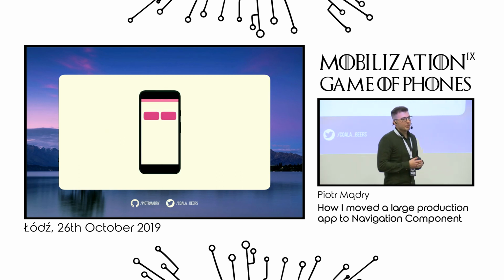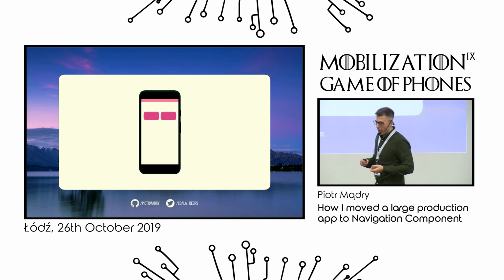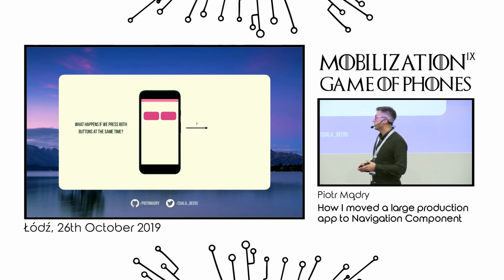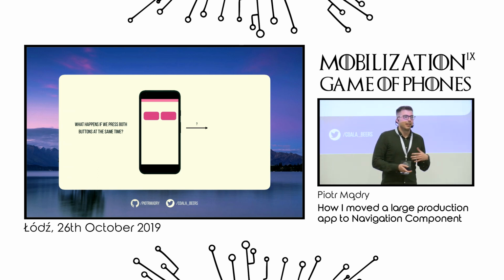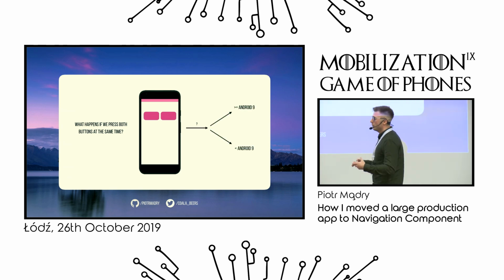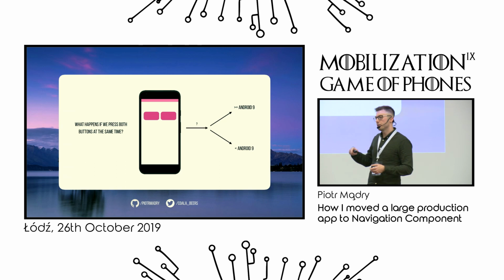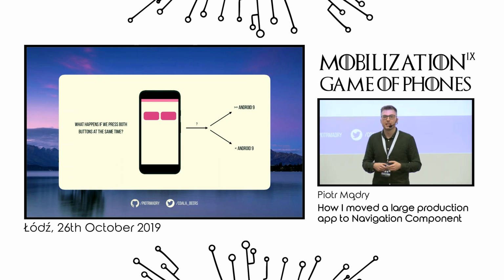Now I have a small question for you guys. Let's assume that we have a fragment with two actions, written down under it. And the question is, what would happen when we click on those two buttons at the same time? What do you think? OK, so I can give you another clue. The app will behave in a different way for Android 9 and above, and in a different way for Android below 9. Any ideas?